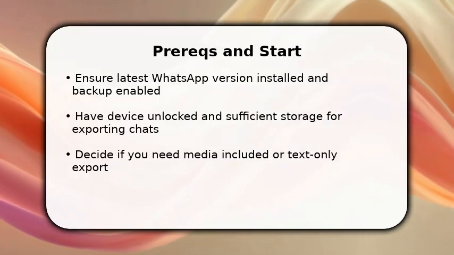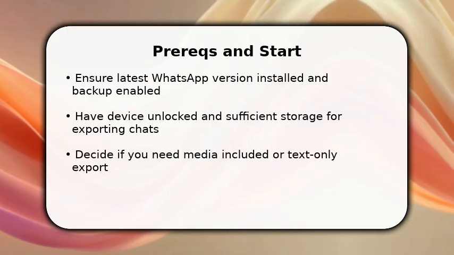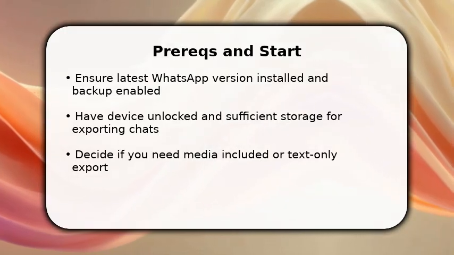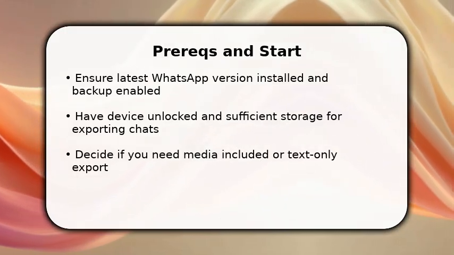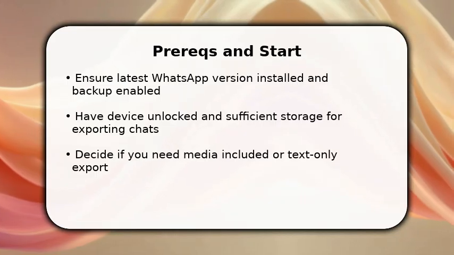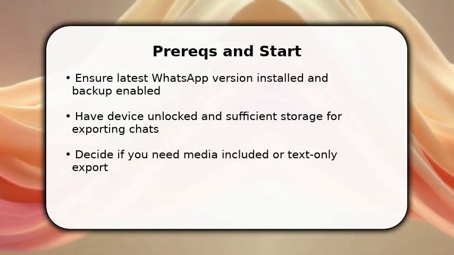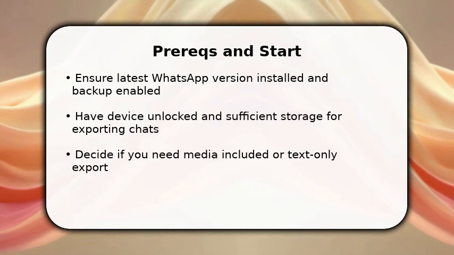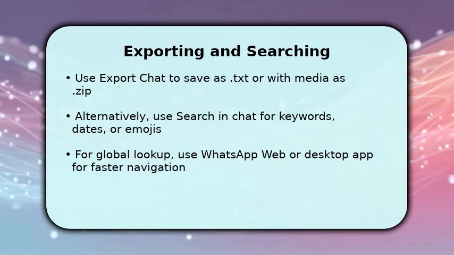Tap the contact or group name, then choose Export Chat or Chat Backup depending on your goal. Make sure to decide whether to include media because that increases file size and changes how you share or store the history. Next, perform the core actions to get and inspect history.